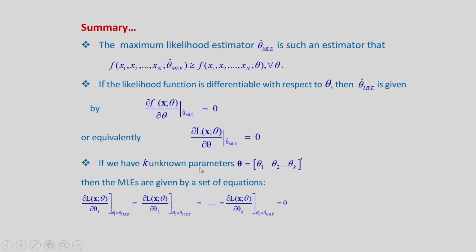If we have k unknown parameters, theta is equal to theta 1, theta 2 up to theta k transpose, this is the parameter vector, then the MLEs are given by a set of equations, that is del L del theta 1 at theta 1 hat MLE must be equal to 0, del L del theta 2 at theta 2 hat MLE must be equal to 0, like that del L del theta k at theta k hat MLE must be equal to 0.